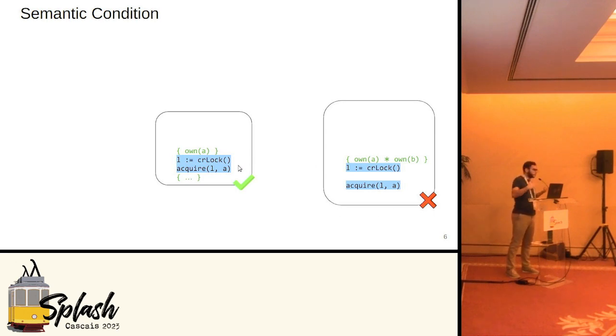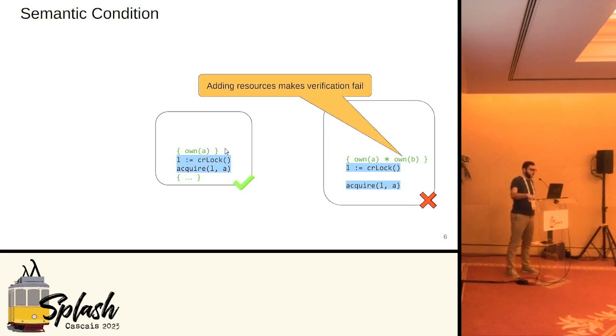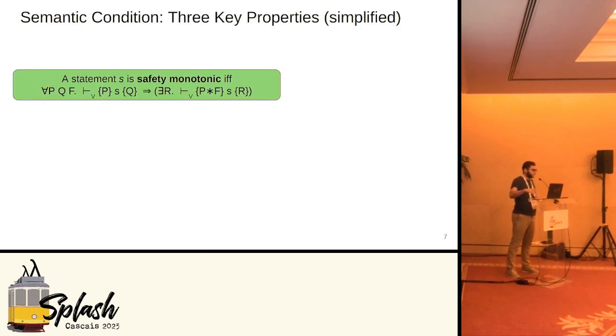We have the same program in both cases. We create a lock and then we acquire it. But in one case, if we only have one of A, it verifies. And in the other case, having more resources makes verification fail. And this violates a condition that we call safety monotonicity. And this condition basically says that adding resources shouldn't make verification fail.